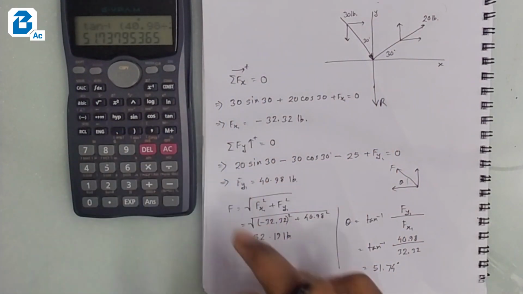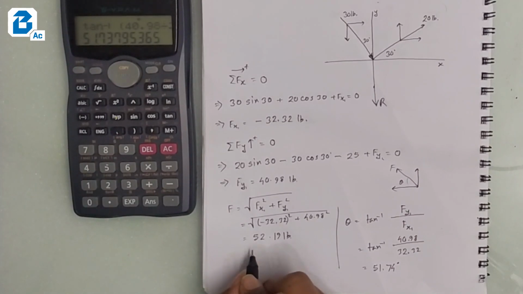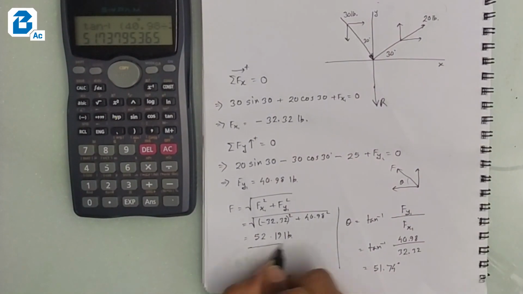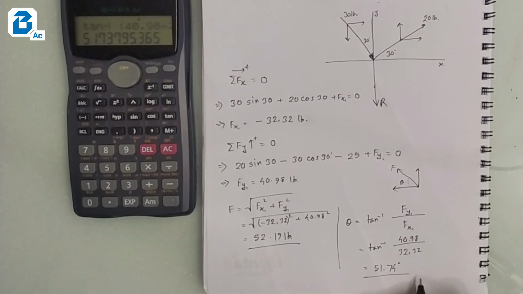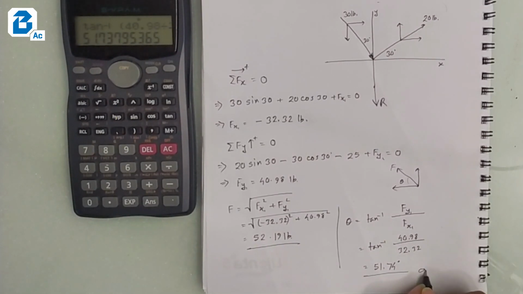So here we have found the value or the magnitude of the force F and the angle between the horizontal axis and the force F. So that's it for this problem, and these are the answers of the problem.